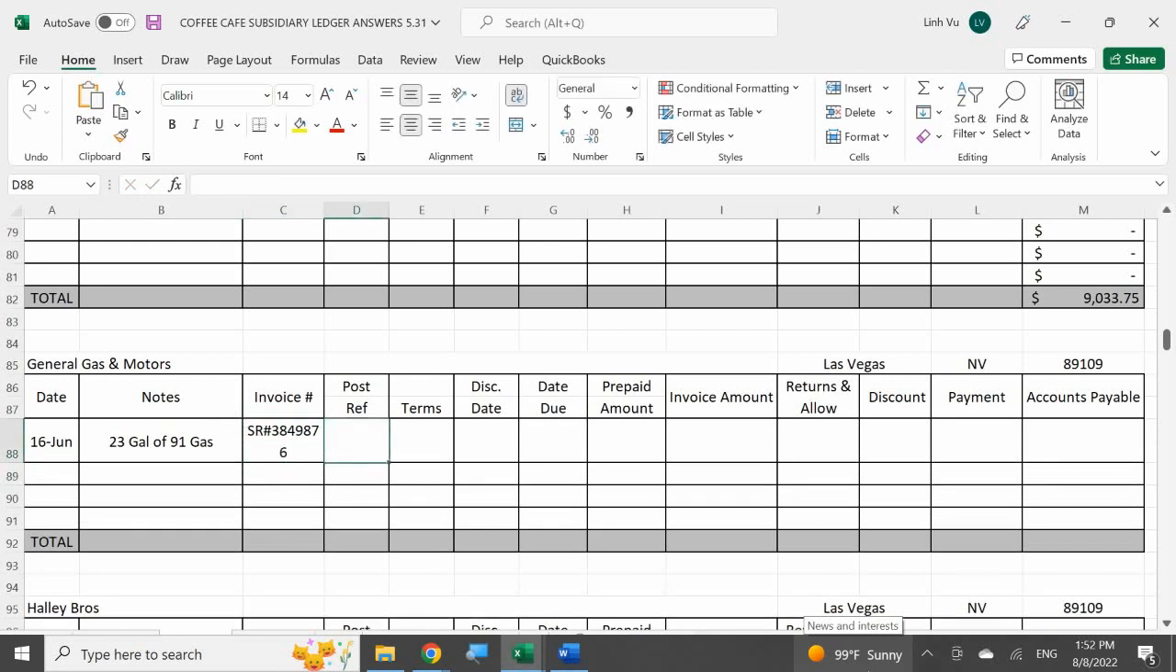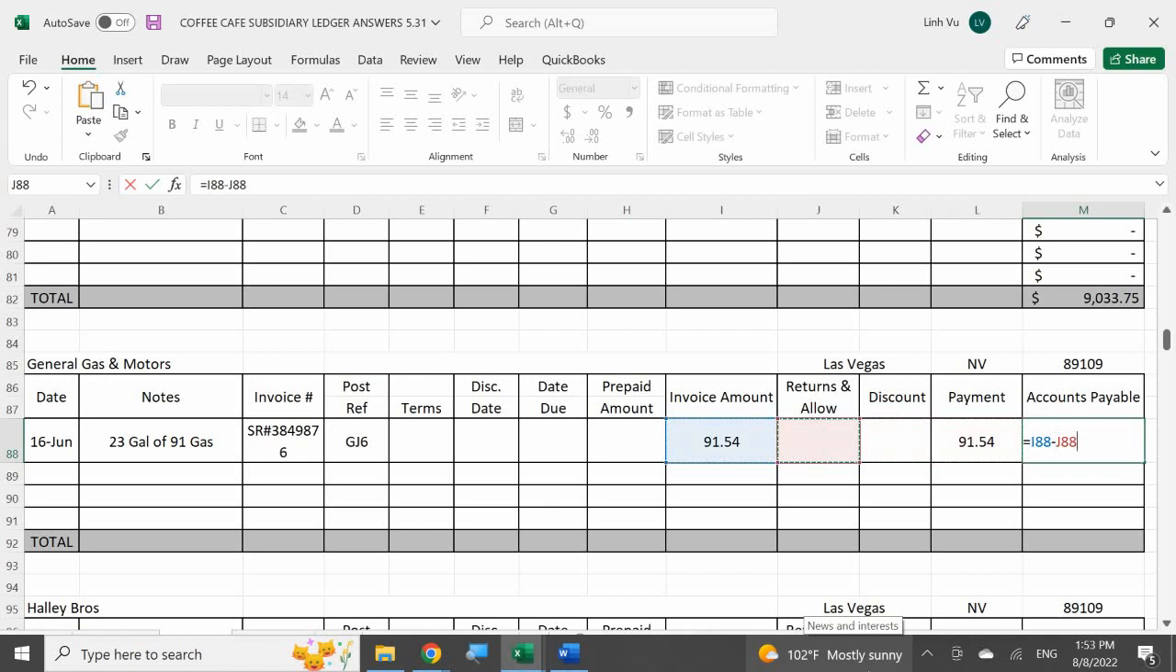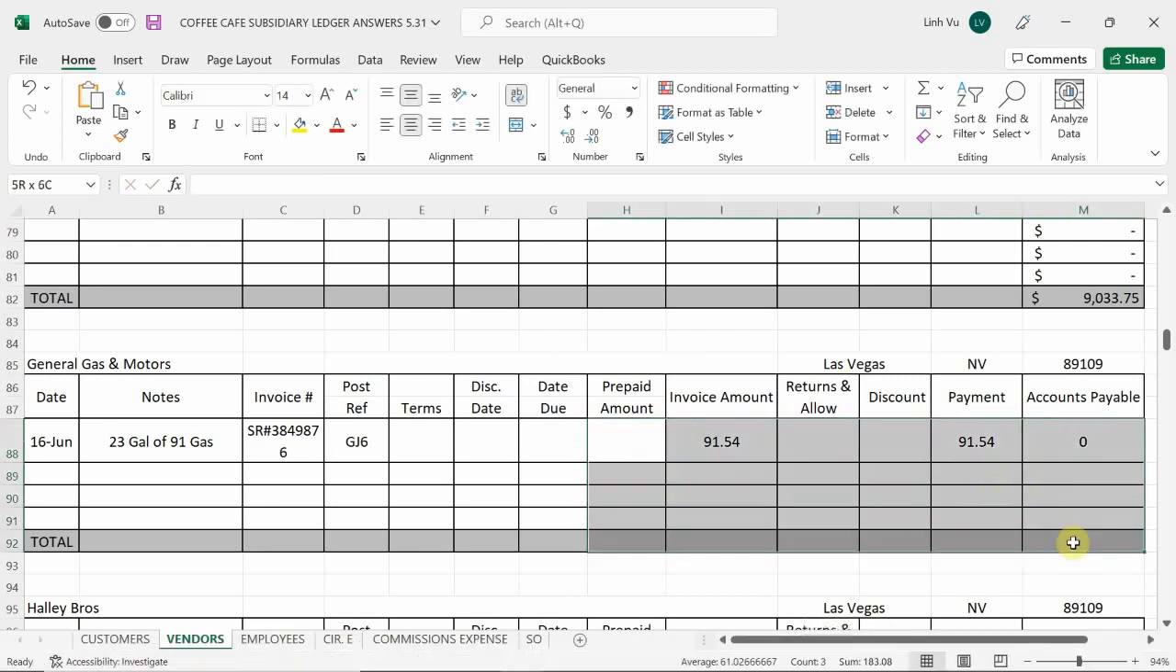Okay. Post reference, page 6. There are no terms. The invoice amount was $91.54, and that's what we paid. I put Visa in the notes just so we know it wasn't a cash payment. Okay, so we owe $0 here.